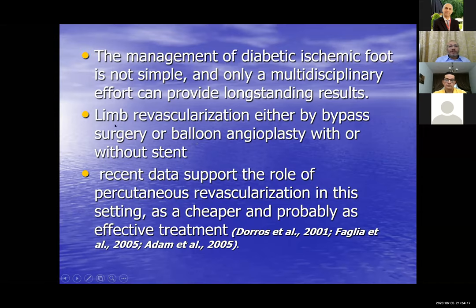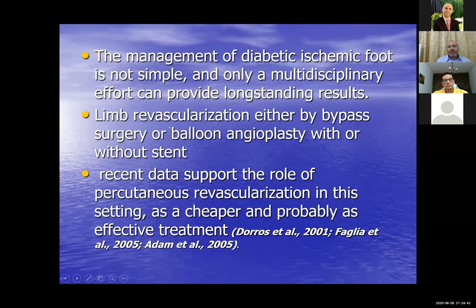So in the past, surgery was the only solution before angioplasty came. It needed a bypass, either femoral to distal anterior tibial or posterior tibial bypass, and this bypass needs a saphenous vein graft. Sometimes the saphenous vein is not there or it's a bad type, and this is a long operation needing general anesthesia. So it was reserved for some selected patients.